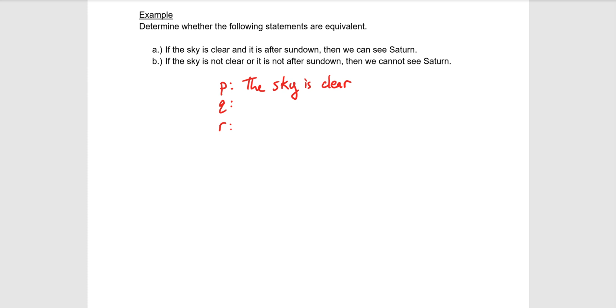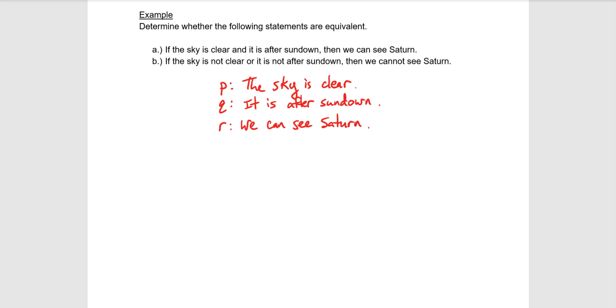Statement Q is going to be, it is after sundown. And statement R is, we can see Saturn. Okay, so let's convert the statements into symbolic form.